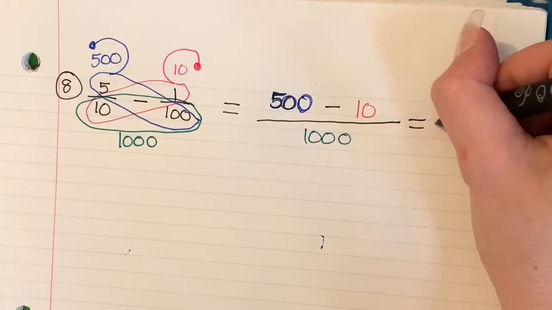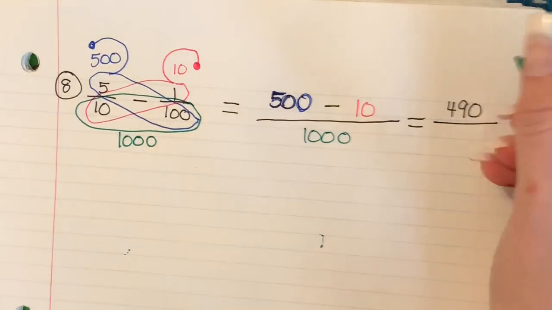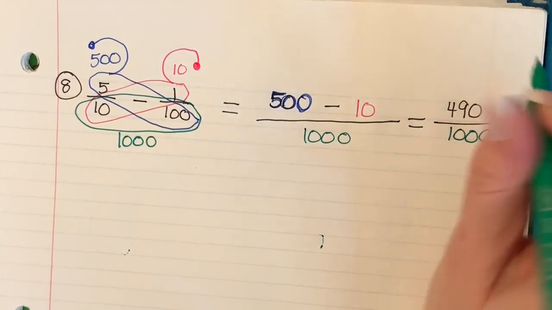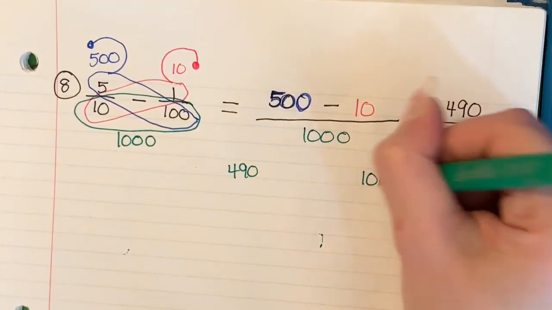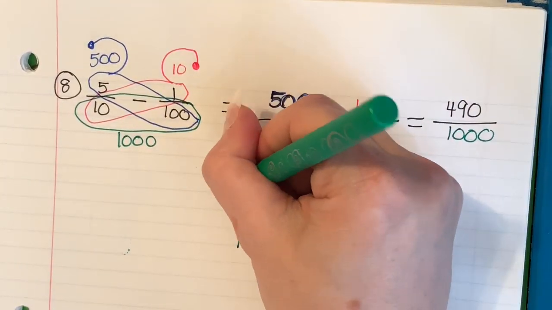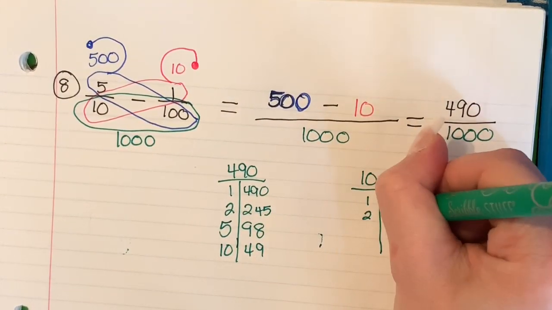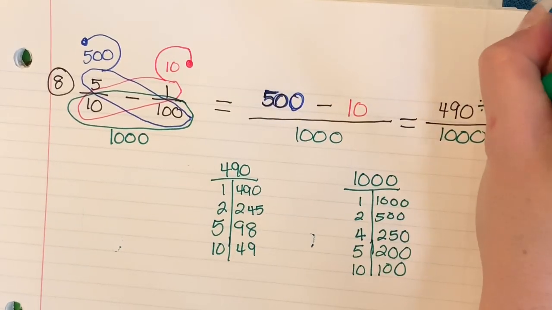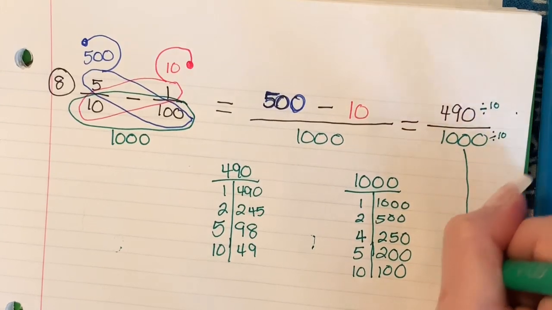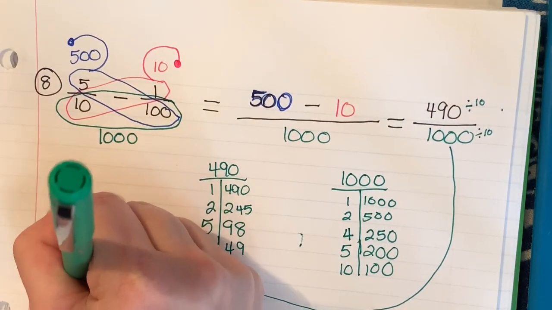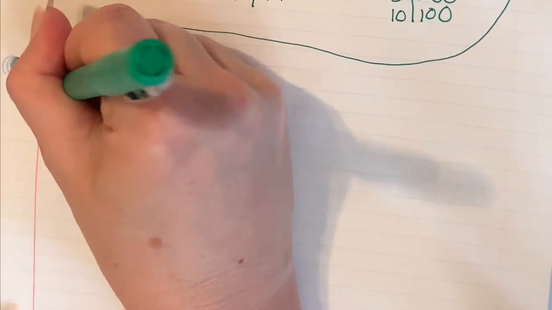490 over 1,000. This is going to take some time, but let's get on with it. Divided by 10, divided by 10. That gives me, let's move this over here. That gives me 49 over 100.